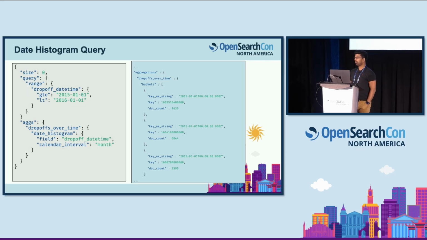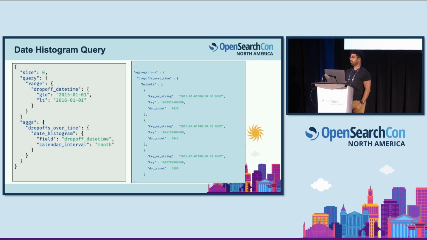This is a monthly date histogram aggregation for the NYC taxis dataset to see the number of rides per month over a 12-month period from Jan 2015 to December 2015. The response will have 12 data points, which is the number of rides for each month.